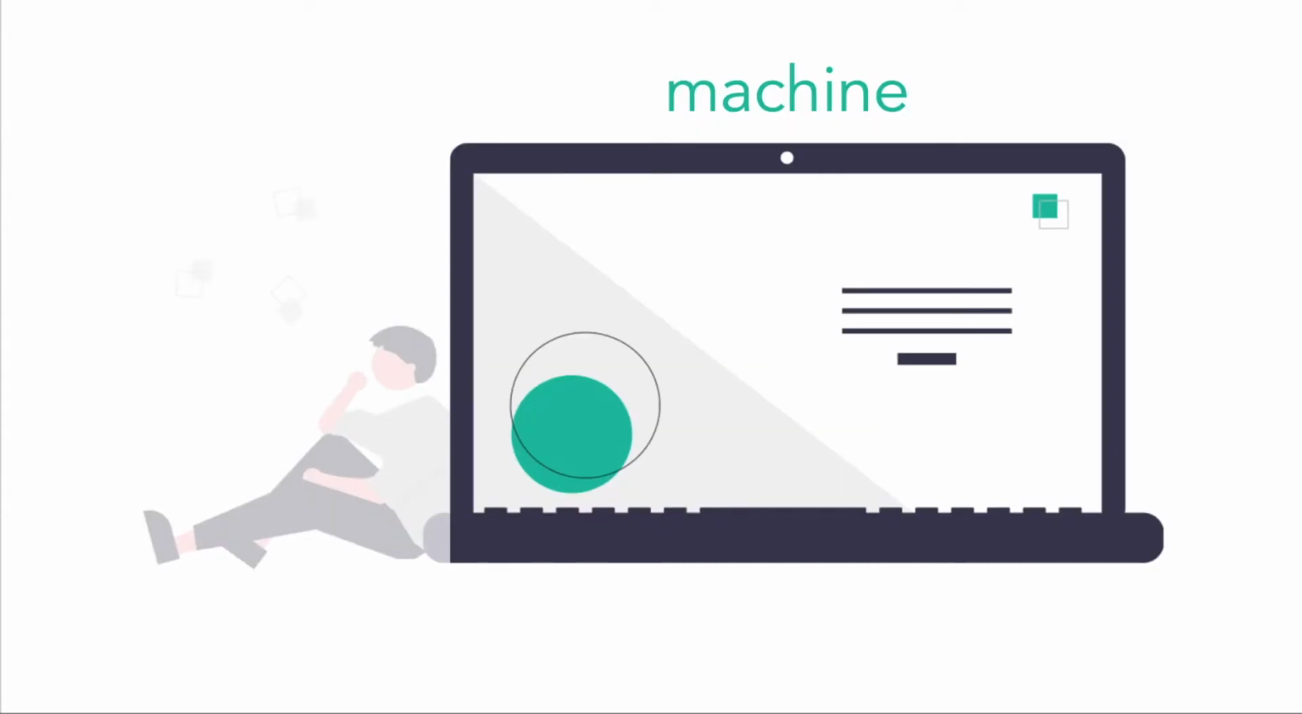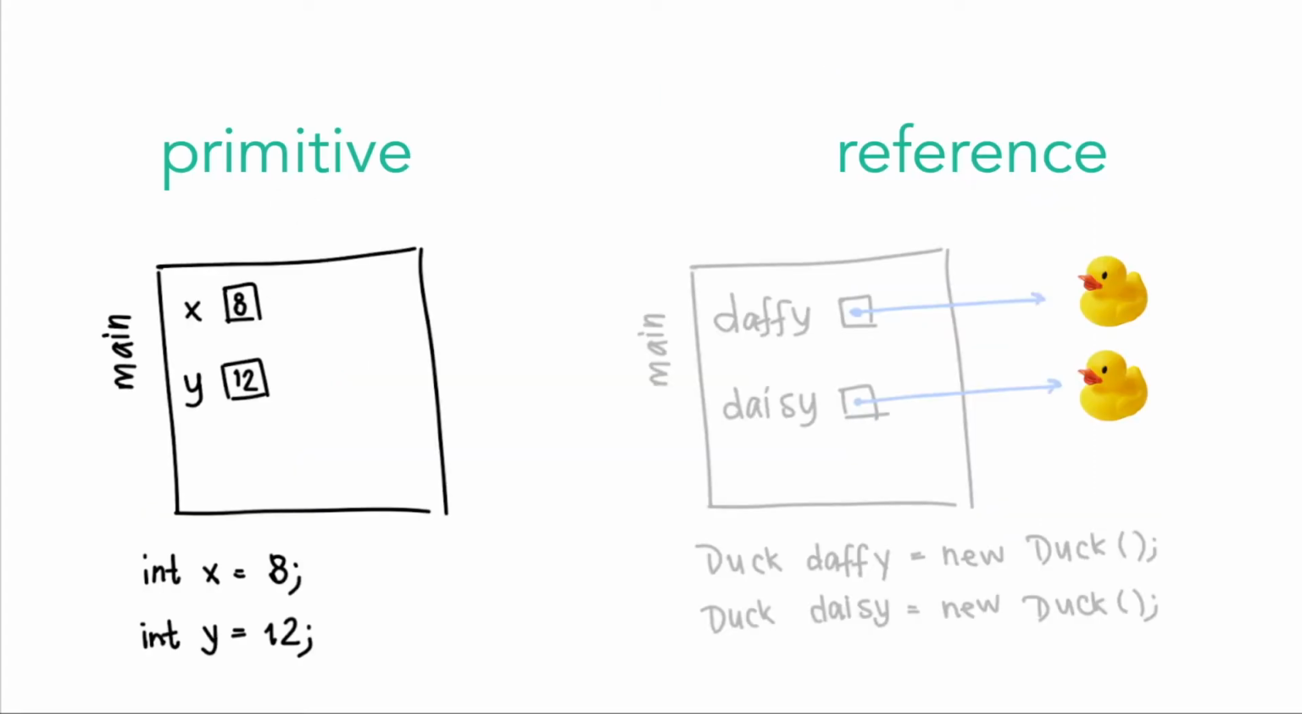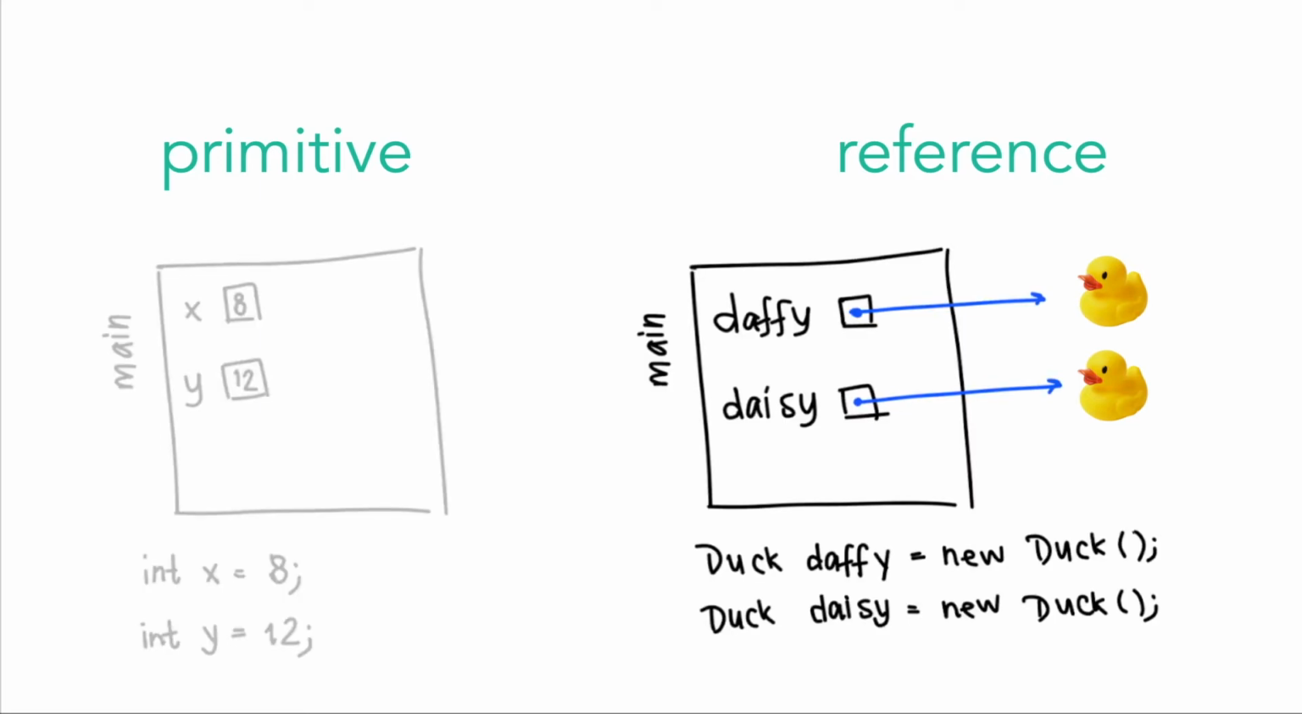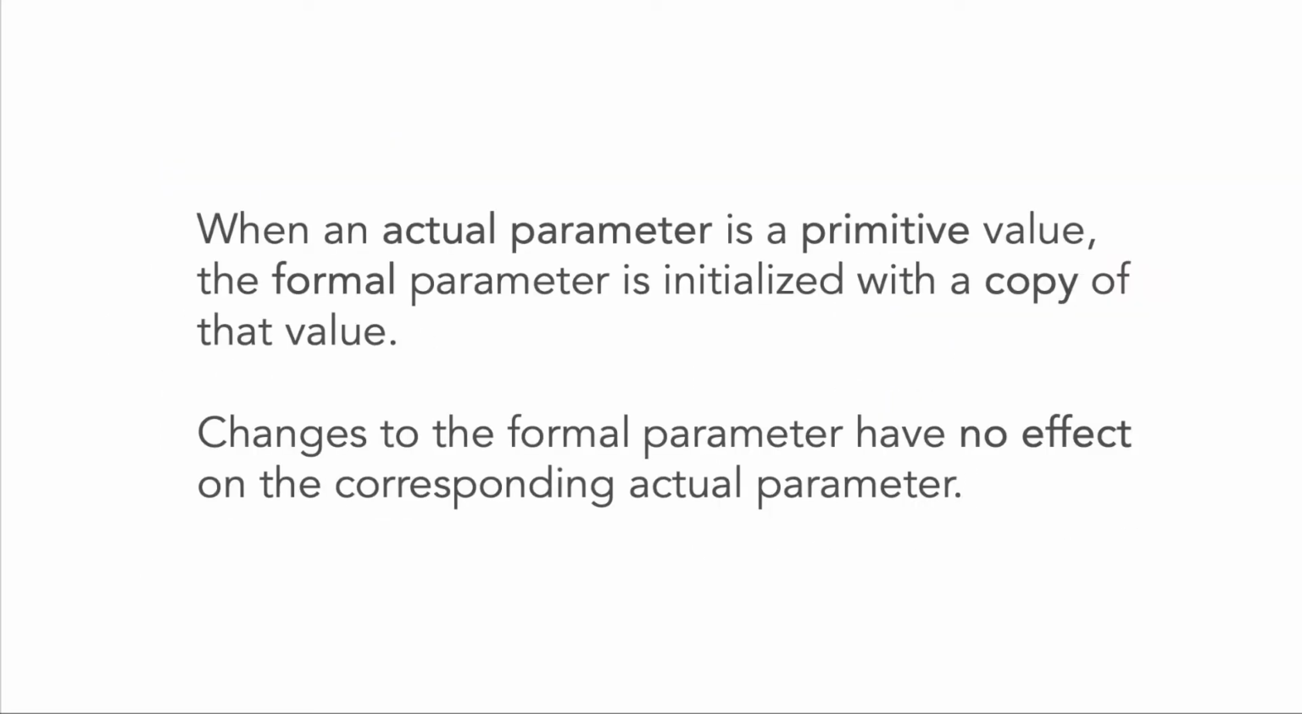We're going to look at how our computers or machines process parameters. We will look at how parameters that consist of primitive types are processed, and then we will look at how parameters that consist of reference types are processed. When an actual parameter is a primitive value, the formal parameter is initialized with a copy of that value. Changes to the formal parameter have no effect on the corresponding actual parameter.